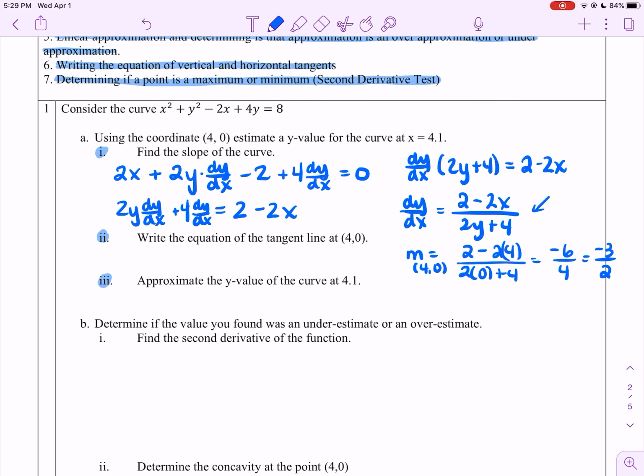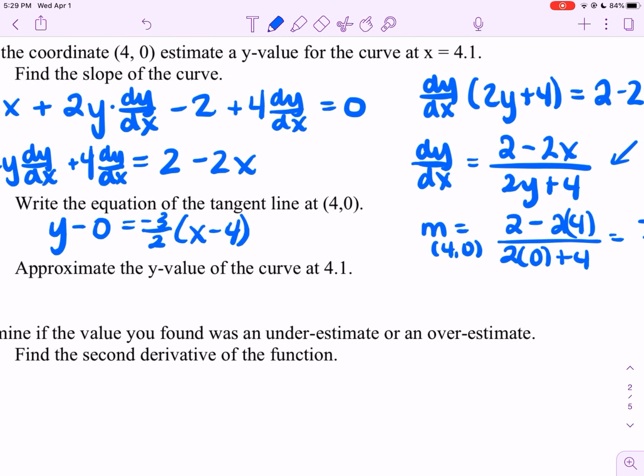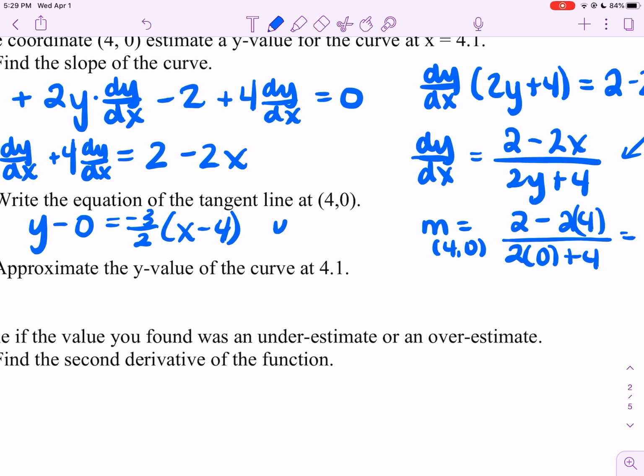We're going to take that slope and just put it right into our equation. We'll have y minus 0 is equal to negative 3 over 2 times x minus 4. You can clean that up a little bit more, and you can just write that as y is equal to negative 3 over 2 times x minus 4.